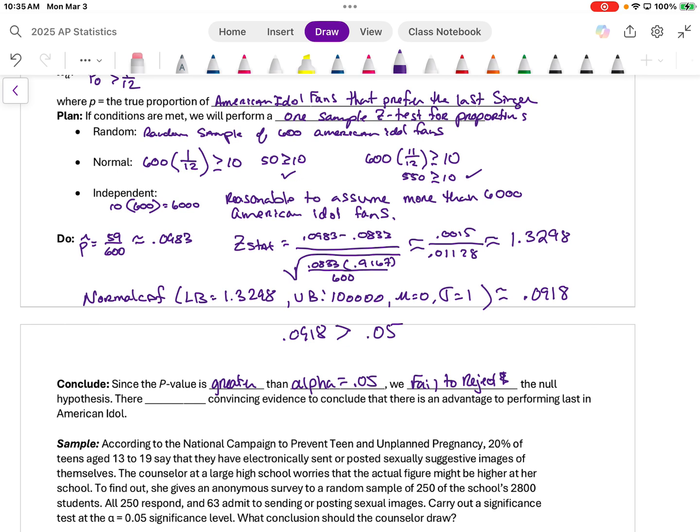And then they actually have the words, the null hypothesis. The null hypothesis, there is not convincing evidence to conclude that there is an advantage to performing last in American Idol.